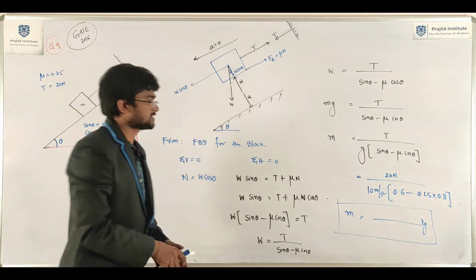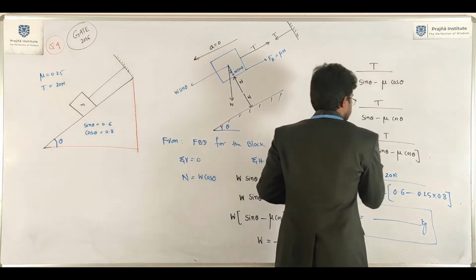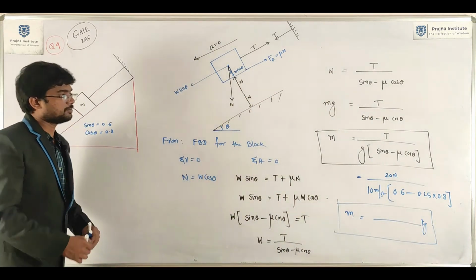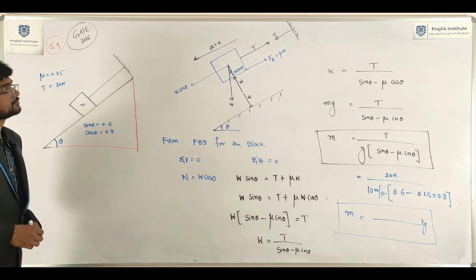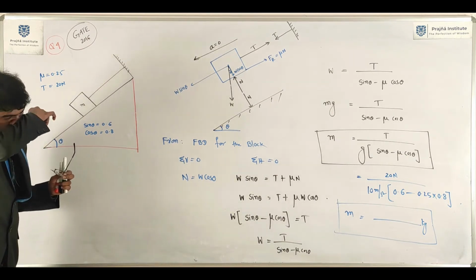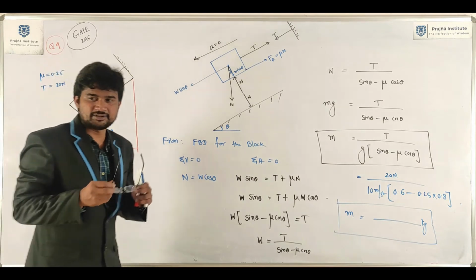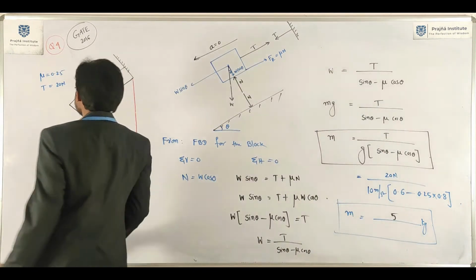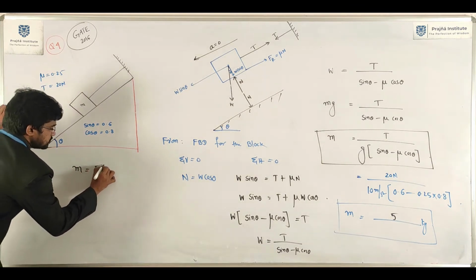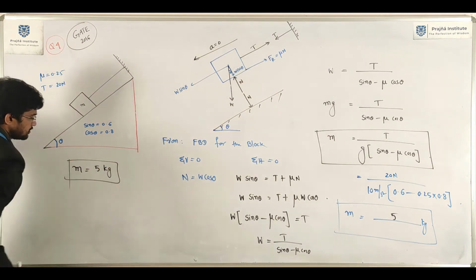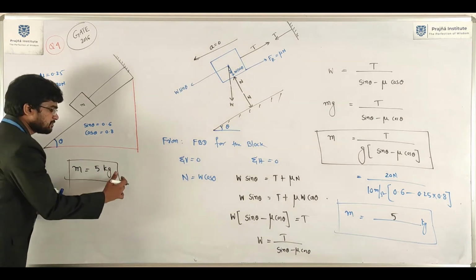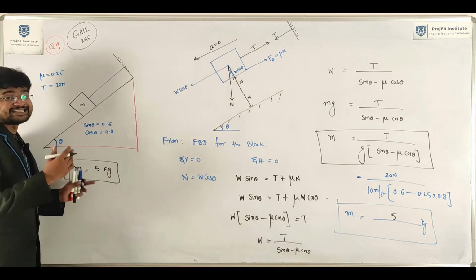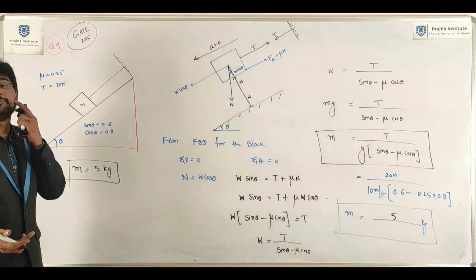So you got an expression for mass here. This is the beauty of drawing a free body diagram and applying equilibrium equations. Yes, exactly 5 kg. What is the answer? Mass equals 5 kg. You can keep a maximum mass of 5 kg here. If you keep more than this, the string will break.